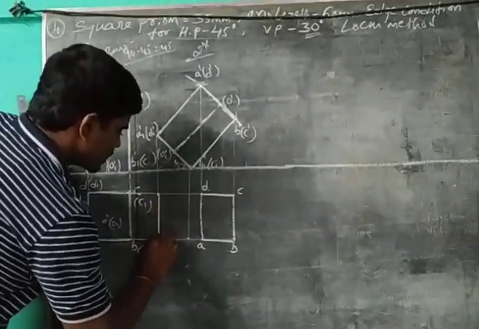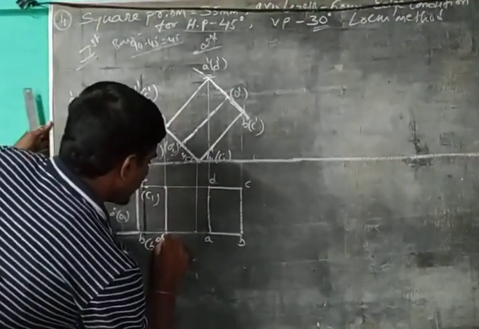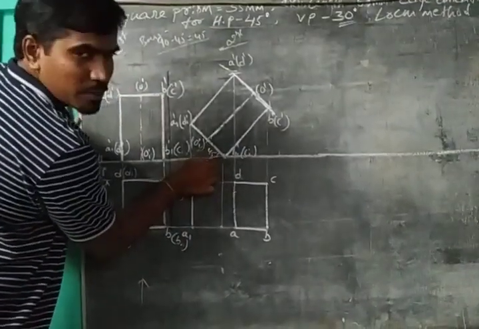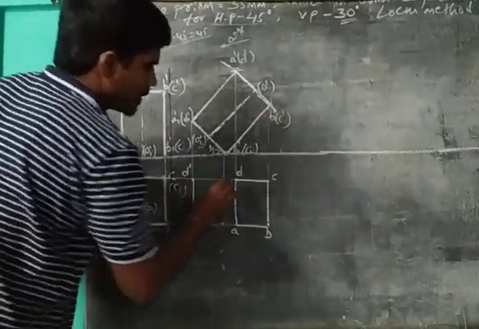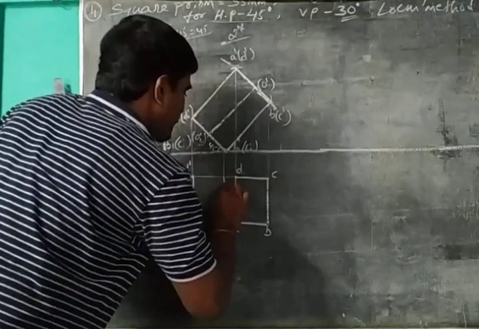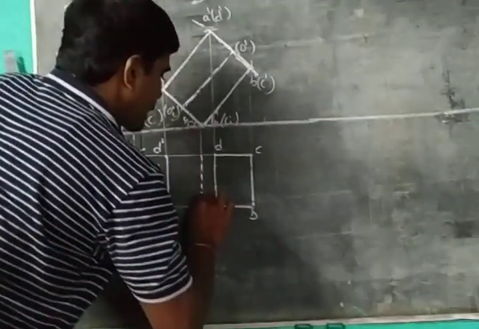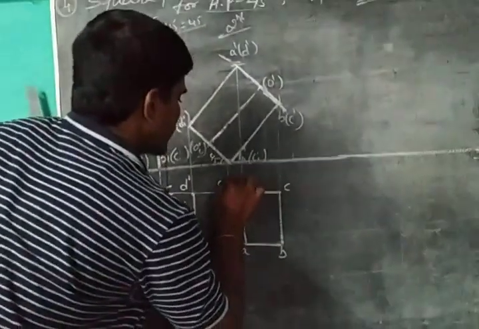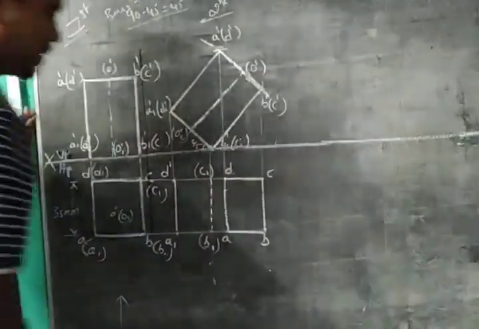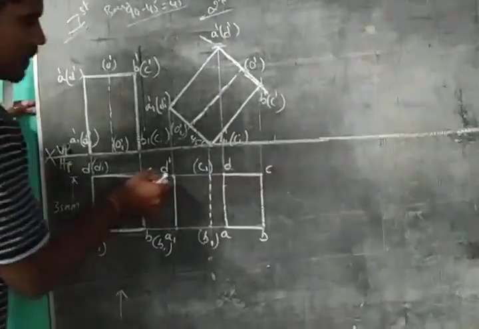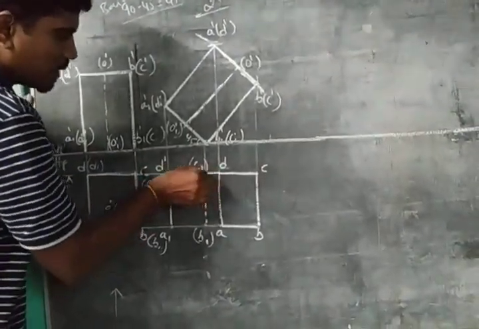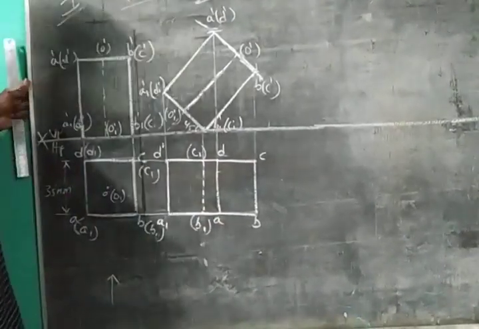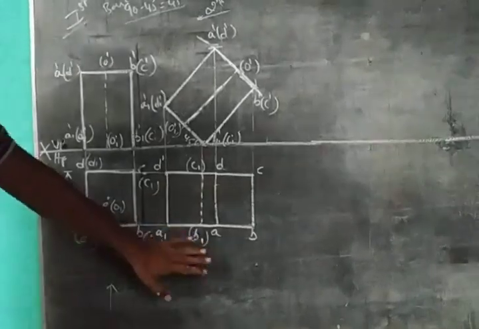So the edge is A1 and D1. But this edge is not visible, so draw it in dotted line. That is B1, C1 in bracket, because it is not visible. And join D1 to D, visible edge. Join A to A1, visible edge. So this is the top view.